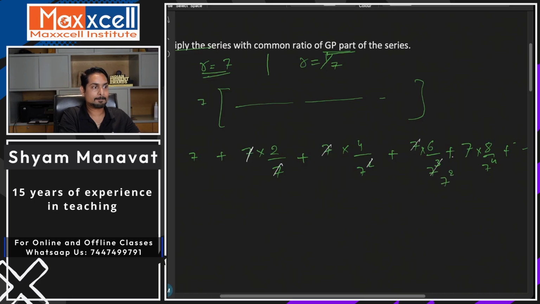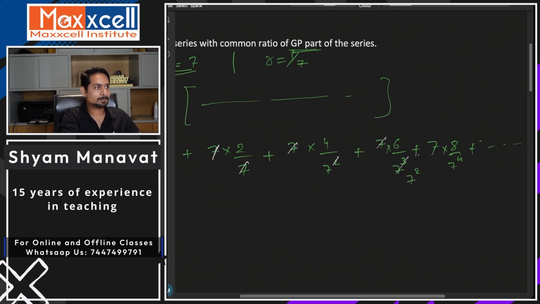Only 7 square. Similarly, here 7, if I cancel with this 7 raised to 4, the denominator will be left with only 7 cube. Do you agree with this? 7 raised to 4 means what? 7 is multiplying itself 4 times. So out of that, if you cancel 1, you will be left with 7 multiplying itself only 3 times. So you will be left with 7 cube.